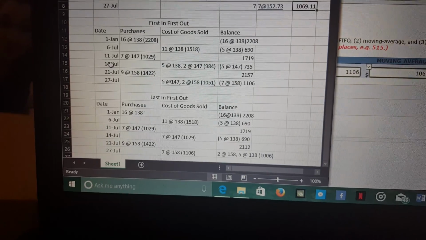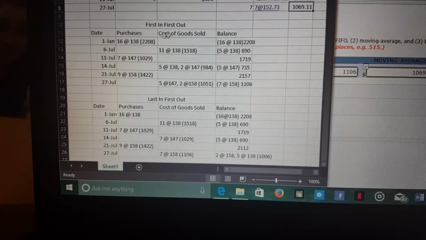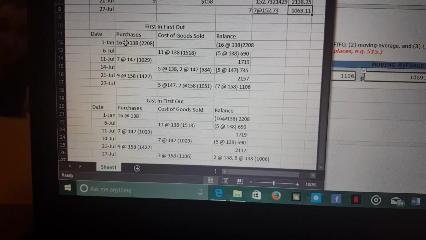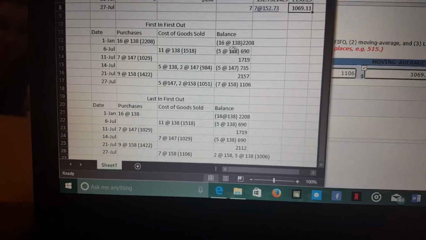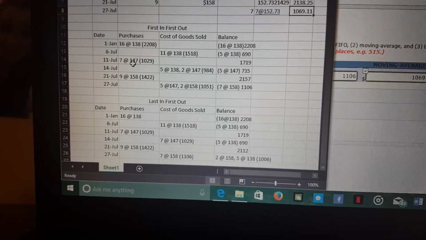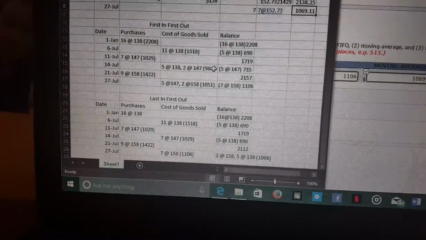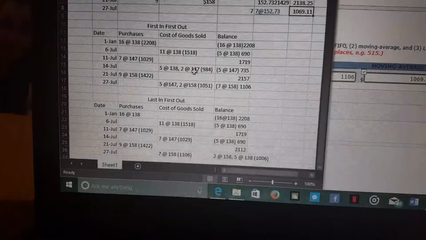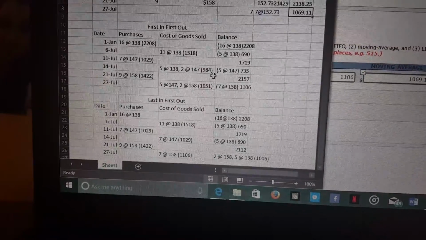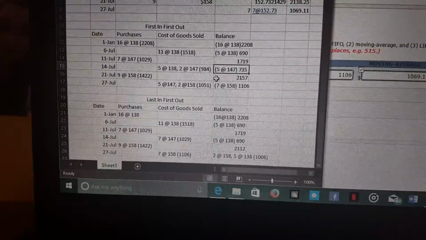And then on the 14th of July is kind of when it gets tricky because we're selling 7 goods, but we have to remember the first in, first out rule. And so we have to finish selling up this $138 cost units first. Since we have 5 of those left, we sell all 5 of those, and then we have to sell 2 more at the 147 to reach the 7 units that we sell. And so that tells you how much that total cost is. Since you only sold 2, you're going to have 5 left at that price. And so then your ending balance would be that $735 because you have 5 at the 147.